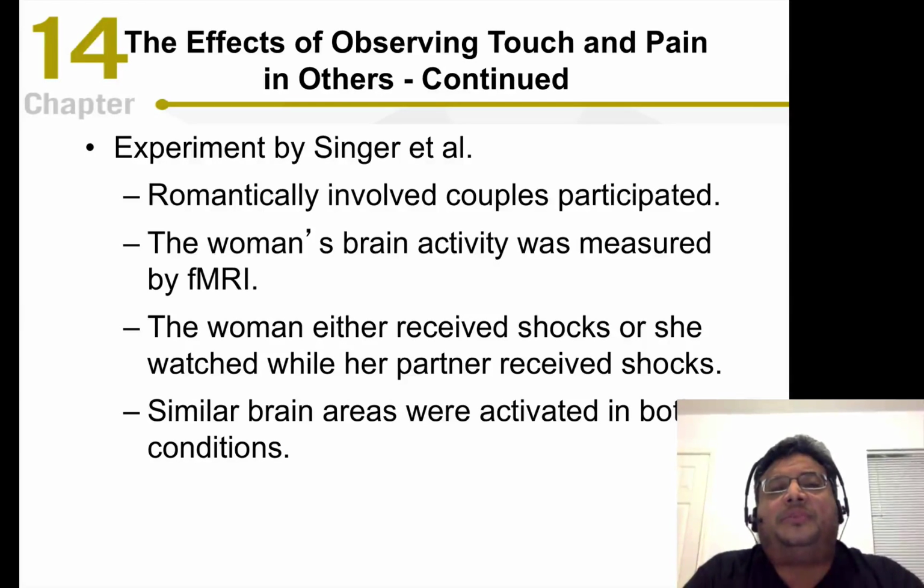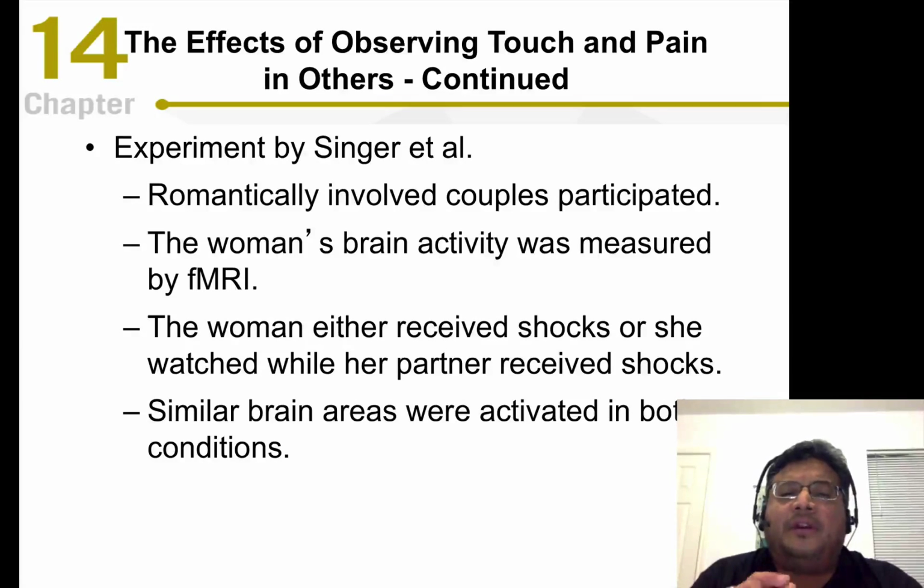So to explore this further, observing touch and pain in others, Singer did a study where romantically involved couples participated. These couples knew each other really well. They took the woman and measured her in an MRI. Once she was in the MRI machine, they either gave her little electric shocks, or she watched while her partner was shocked. And the woman is either perceiving shock herself or perceiving shock in somebody else.